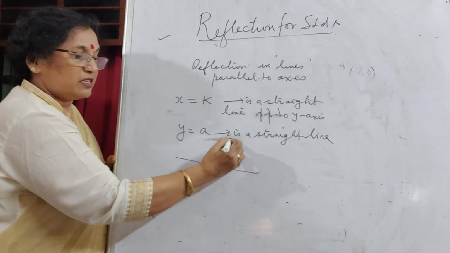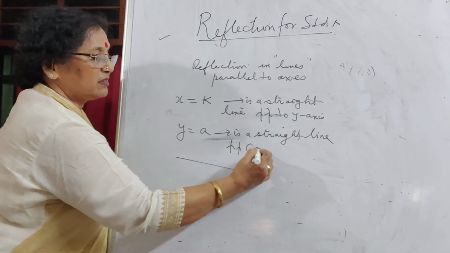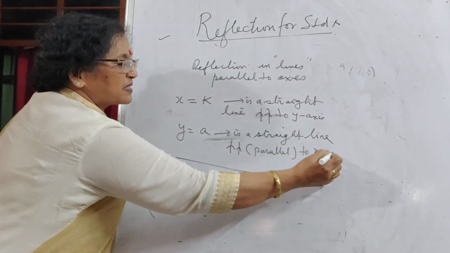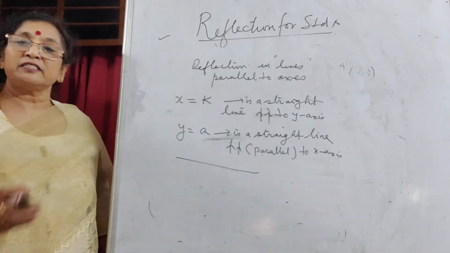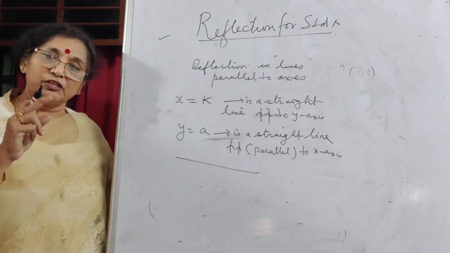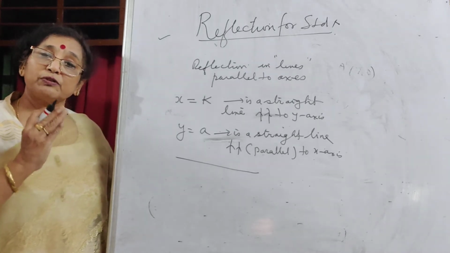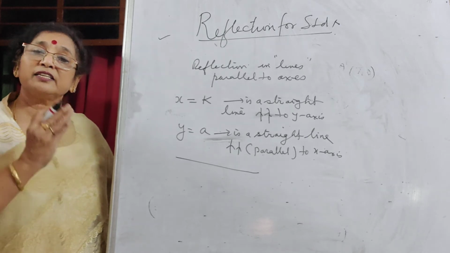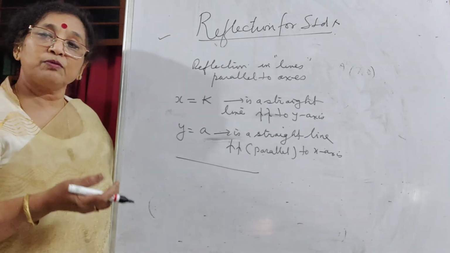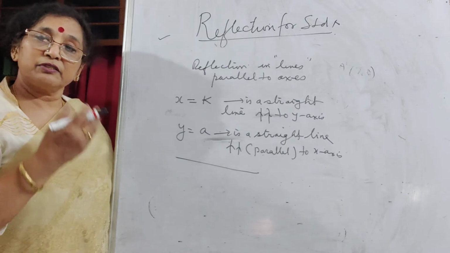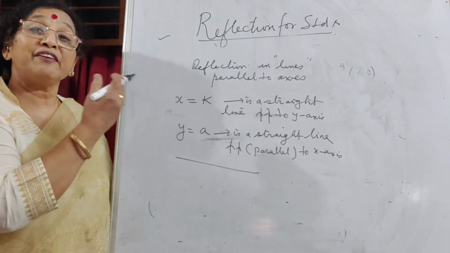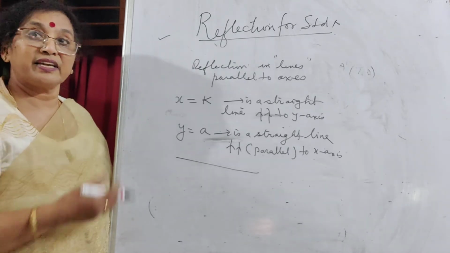Parallel to the x-axis. One way, x equals 4 is a line parallel to the y-axis at a distance of 4 units to the right of the y-axis. x equals -2 is a straight line parallel to the y-axis at a distance of 2 units from it, to the left of the y-axis. The left side is where x is negative.